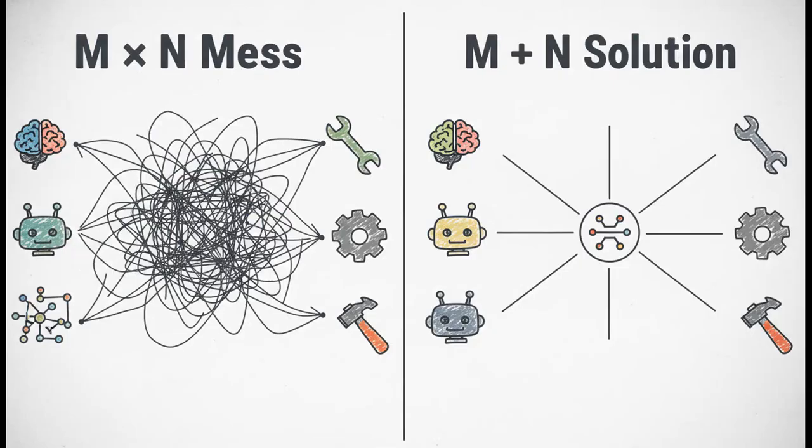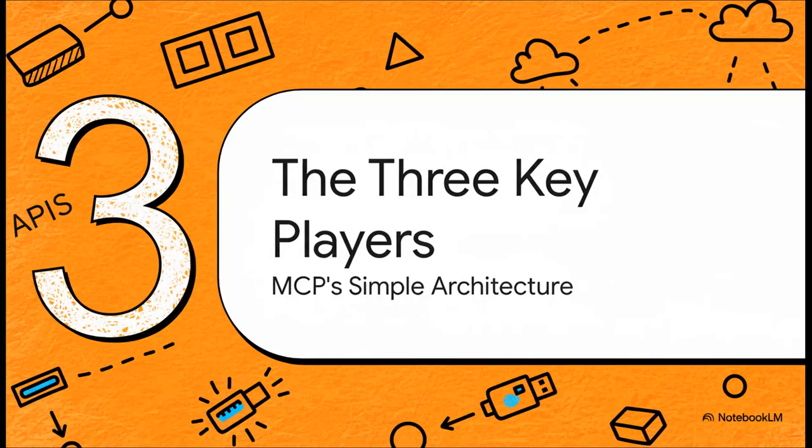And this visual just lays it all out. We go from that M times N mess, where every single connection is a custom job, to this beautiful, clean M plus N solution. A tool only needs one MCP adapter to be available to any AI, and an AI only needs one MCP client to connect to any tool. Simple. So how does this universal connector actually pull it off?